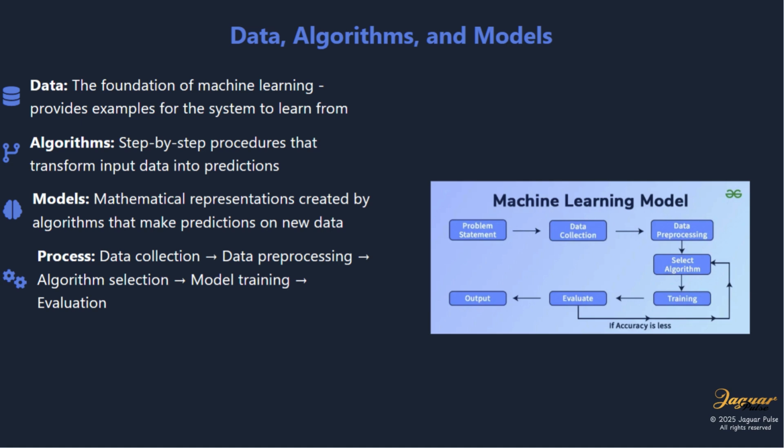Data forms the foundation. It can be raw input in the form of text, images, or numerical values. The algorithm acts as the instructor. It defines the rules and procedures that guide how the learning process unfolds. The model is the final result, the trained system that has absorbed patterns from the data using those rules.